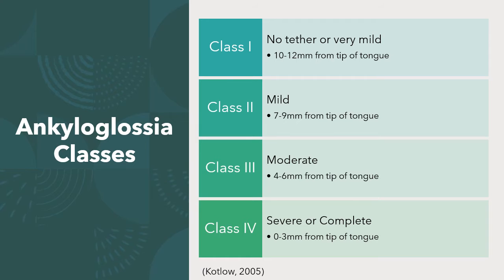When the tip of the tongue to the frenulum insertion point measures less than 10 millimeters, it is considered a tongue tie. From 4 to 6 millimeters, the tongue tie is considered moderate, and 0 to 3 millimeters is considered severe or a complete tongue tie. This system was devised by Dr. Lawrence Kotlow to begin evaluating tongue tie severity. There are other examinations performed to scale tongue tie severity. However, the Kotlow method is an uncomplicated and frequently used diagnostic tool.